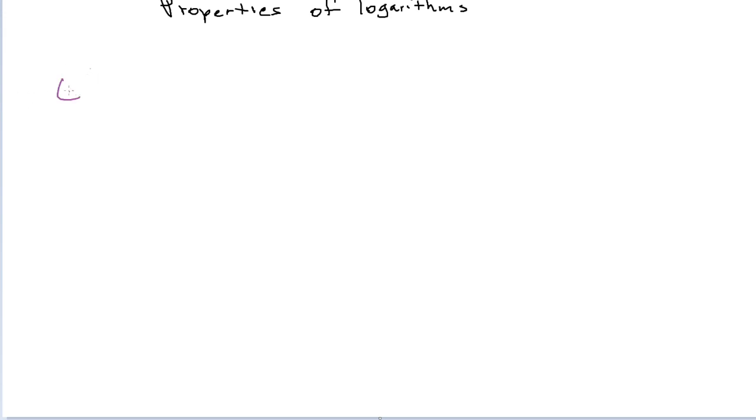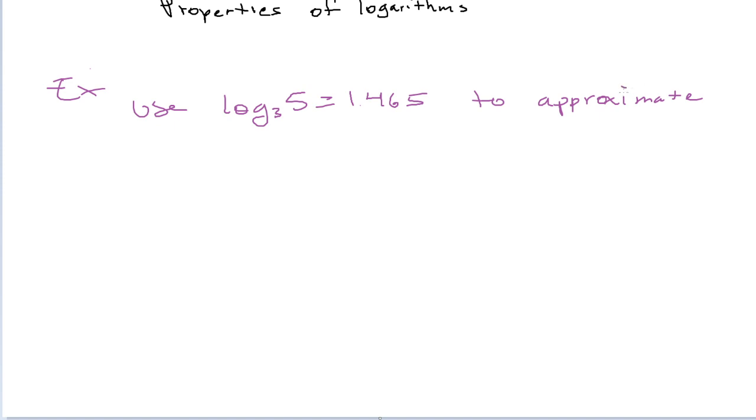It's another example. Let's use logarithm base 3 of 5 is equal to, let's do the same thing as before, 1.465, and we are going to approximate the value of logarithm base 3 of 9 divided by 5. 9 divided by 5.